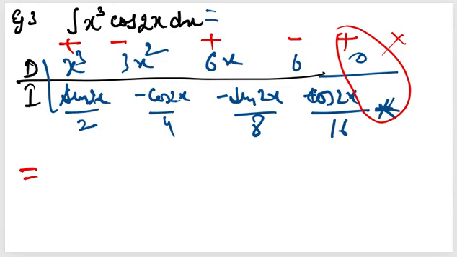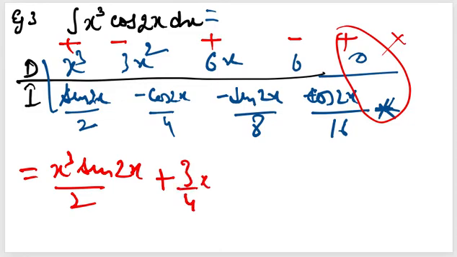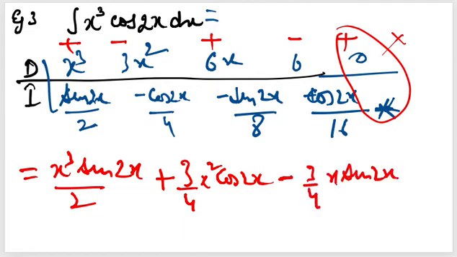So the answer is x cube sine 2x by 2, minus minus becomes plus because minus from the integration and minus from the formula. So 3 by 4 x square cos of 2x, and here again you are getting a minus sign, and you're having 3 by 4 x sine 2x, and here you are having minus 3 by 8 cos of 2x plus c. So this way we can calculate the answer.